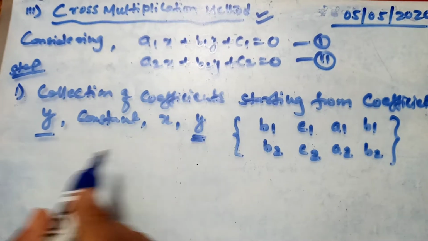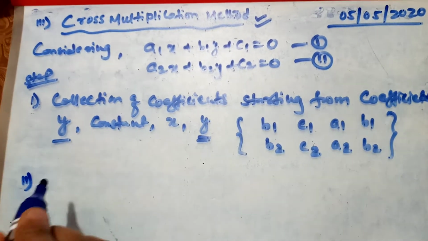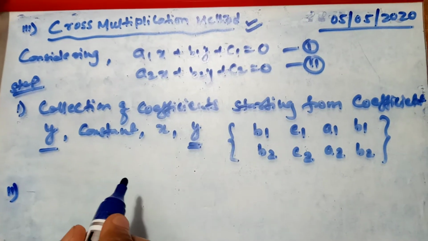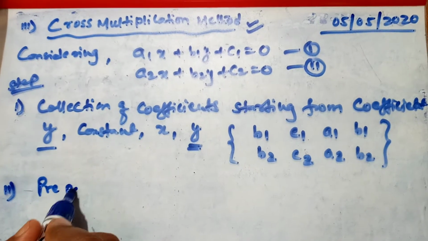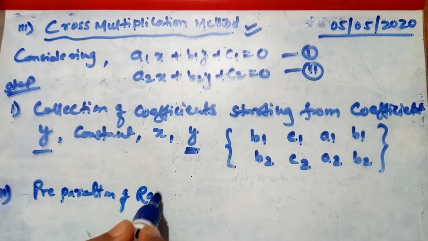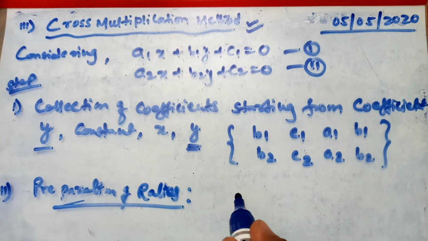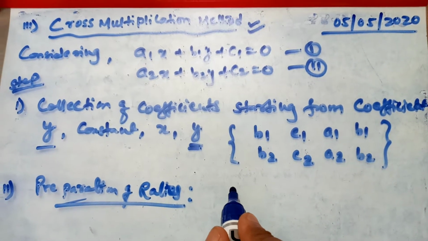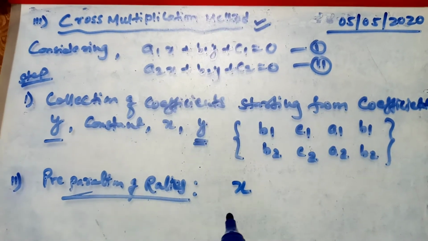So first step is done. Now in the second step we'll prepare the ratio with x, y and the constant. So preparation of ratio. We'll prepare the ratio. So how are we going to prepare the ratio? Please see here. We'll take the first variable, that is x.